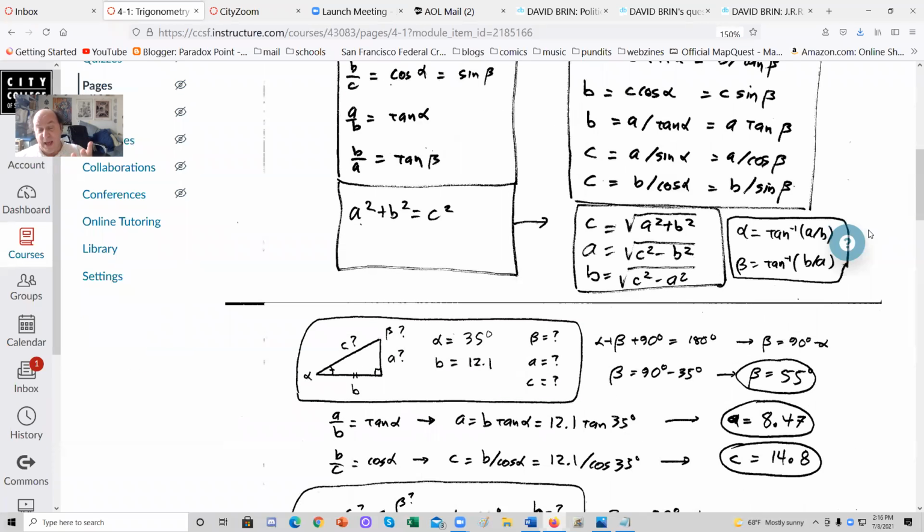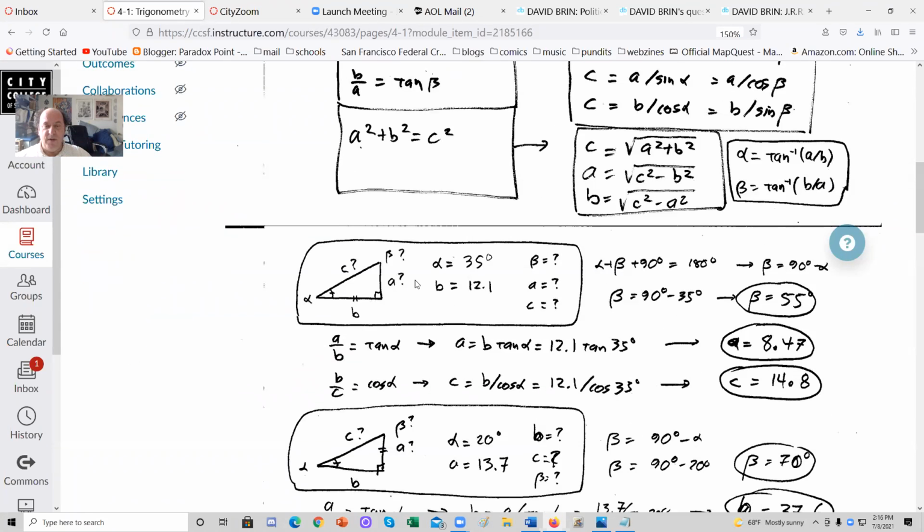All right. So, for example, here we have a triangle where we're given angle alpha, that's 35 degrees, and we're given side B, that's 12.1 units. What is side A? What is side C? What is angle beta? Okay, generally the easiest part is the other angle. If alpha is 35 degrees, then beta is 90 degrees minus that, which comes out to 55 degrees. Okay, that's the easy part. Now, we're given B. We want to find A and C.